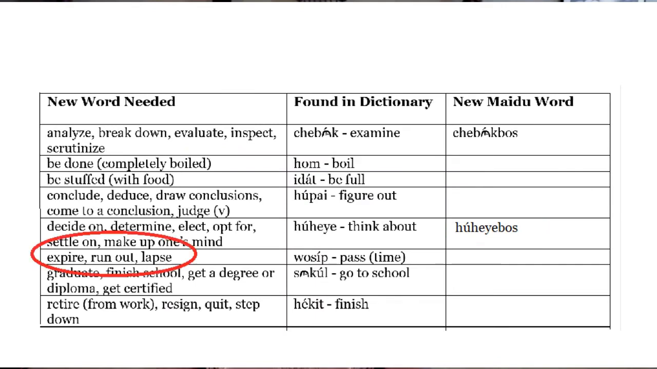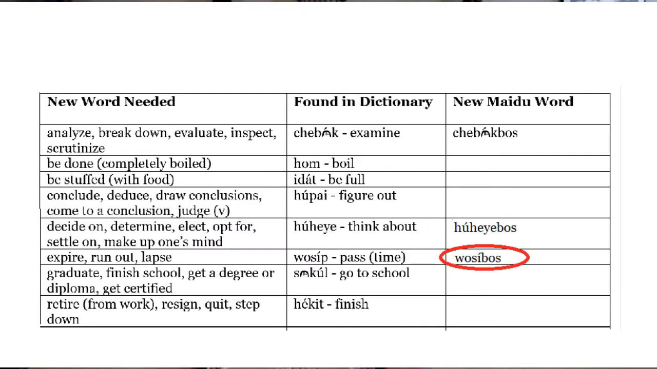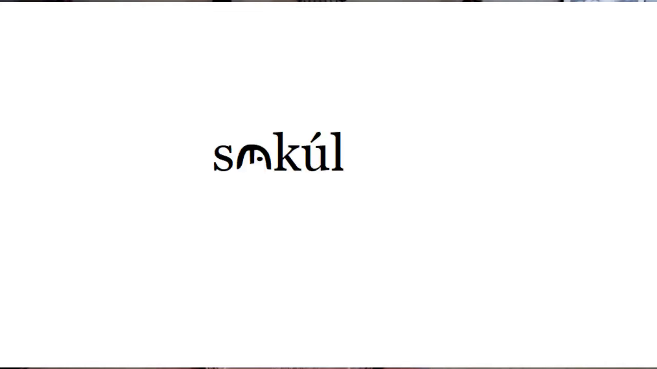We don't have a word for expire, like my license expired. But we do have a word for time going by, wo sip. Add bos to create the word expire, wo sip bos, time all passed by on it. What if you want a word for finish school or graduate? We don't have a word for this, but we do have a word for go to school, sukul. Add bos to sukul, sukul bos, finish school, graduate, sukul bos.